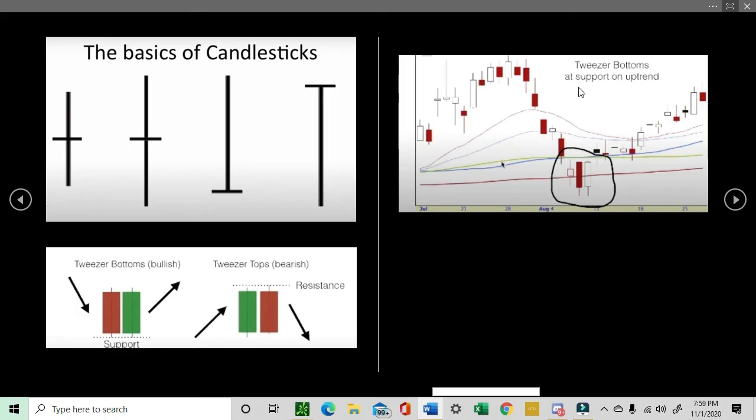So if we look at a tweezer bottom that's forming at a support, right, it closes on the support, but it wicks lower, showing that buyers are taking control. Then price opened up here, closed down here, but buyers were taking control. Then what happened? Price opened up here, sellers tried pushing it down, but the buyers said nope, pushed price all the way up, and closed equal to the last high of that candle. Then what happened? Because this was a tweezer bottom, which was bullish, and it formed at a support, we pushed off of that support and continued an uptrend.